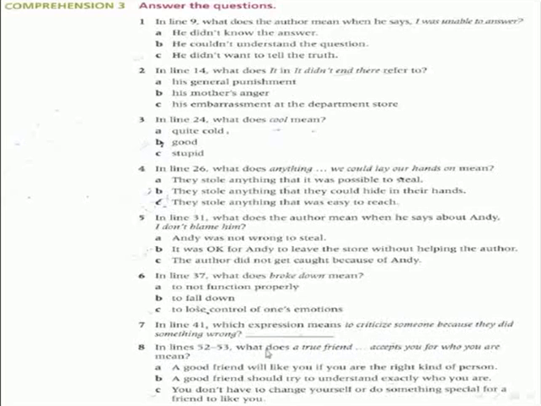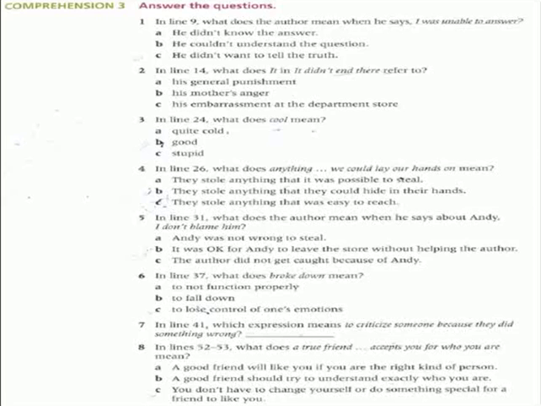8. In lines 52 up to 53, what does a true friend accepts you for who you are mean? What does it mean? Is it A, B, or C? It's C. You don't have to change yourself or do something special for a friend to like you. Okay. Let's carry on.